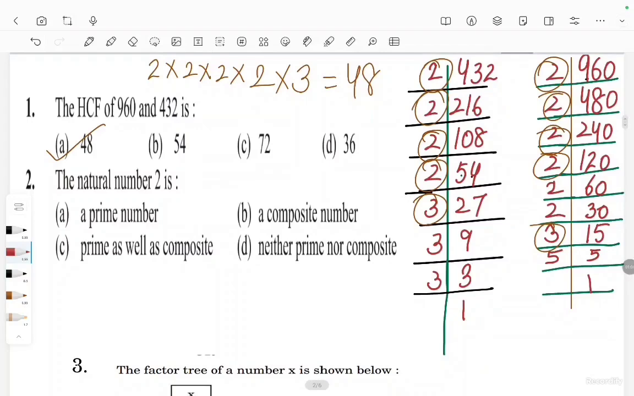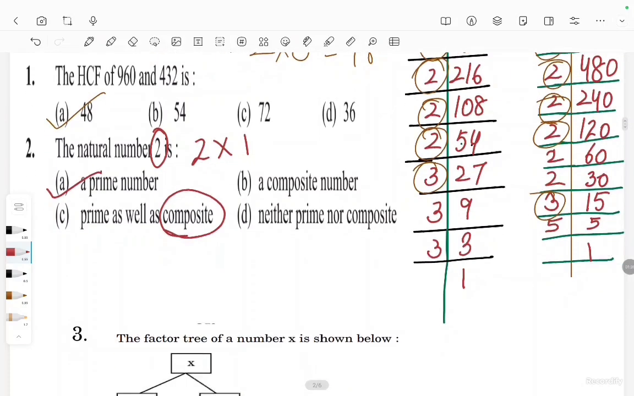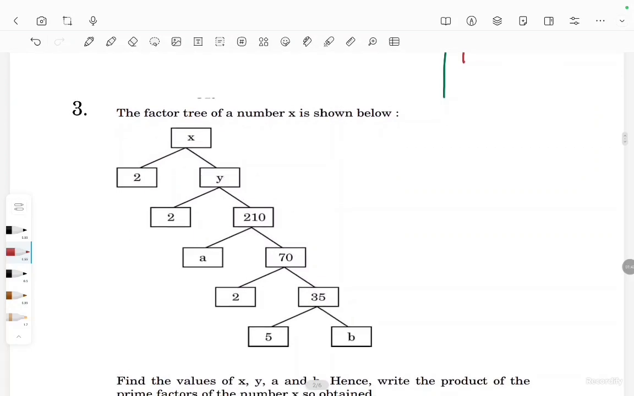Next question. The natural number 2 is a prime number, a composite number, prime as well as composite, neither prime nor composite. Our answer is prime number. For composite we should have more than 2 factors, but 2 has only the factors 2 itself and 1. A prime number is a number which has itself and 1 as factors. So 2 is a prime number. Option A is absolutely correct.